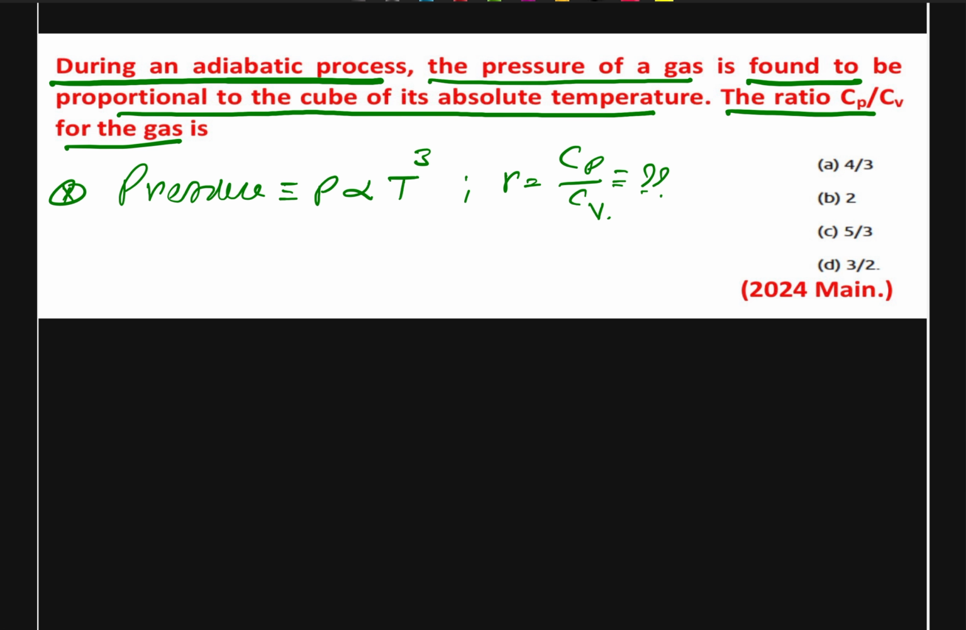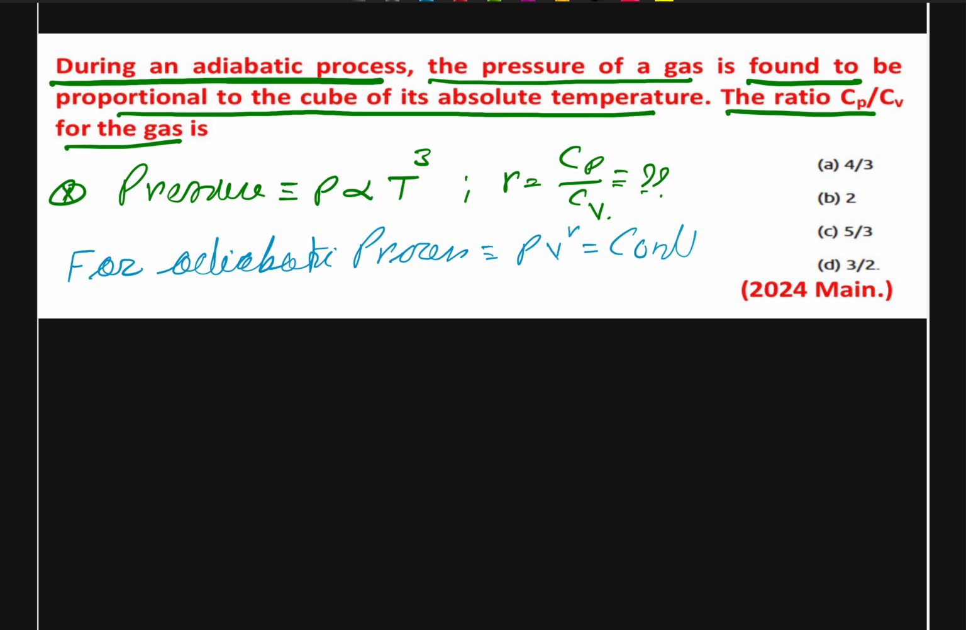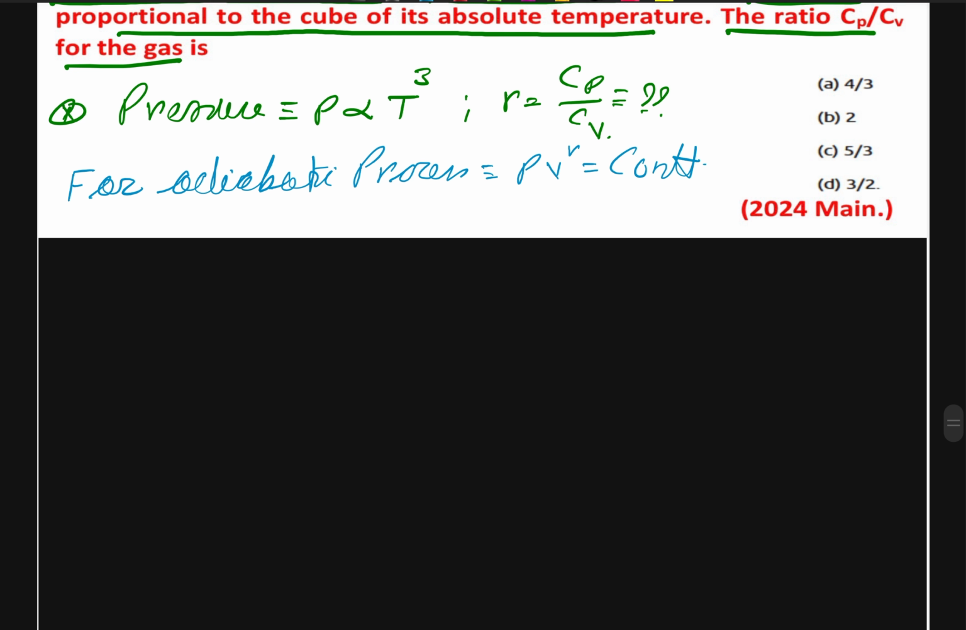So we can say for adiabatic process, we know that our PV raised to power gamma is equal to constant, and we are given that P is proportional to T cube. So from here we can say that P is equal to K times T cube, where K is any constant.